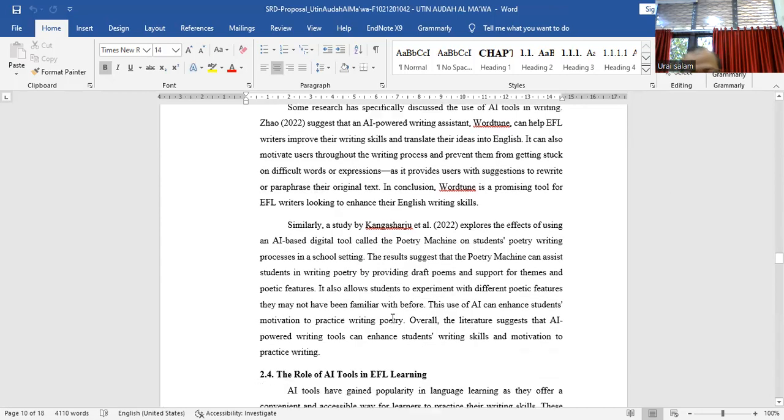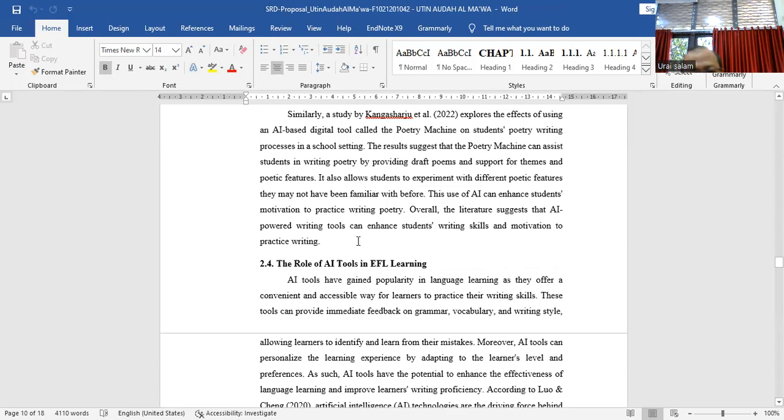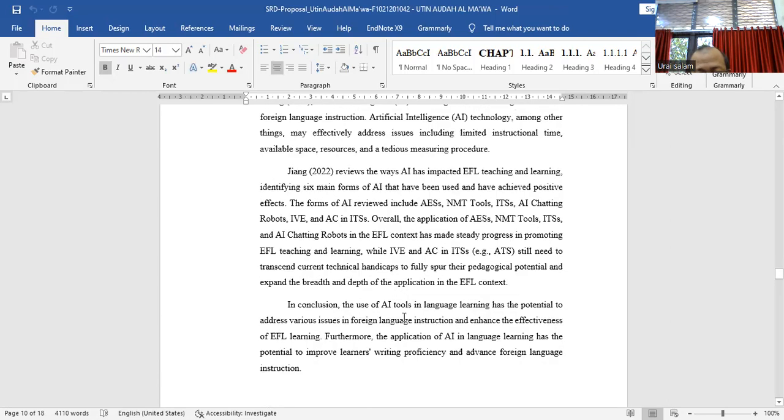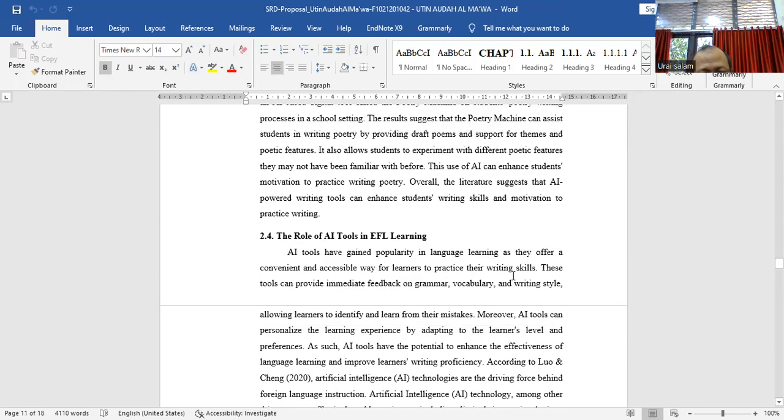Though they've development that one. So I think from those three levels of capability, the affordances in computers, it gives us the clear development and also the clear capability of how AI is really a helpful tool for writing. And then, the role of AI tools in EFL learning.